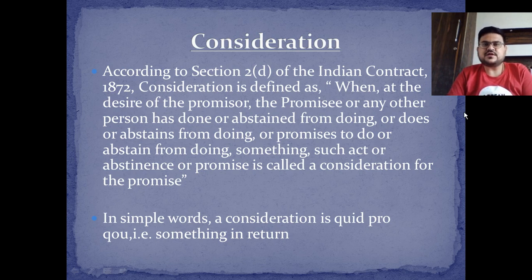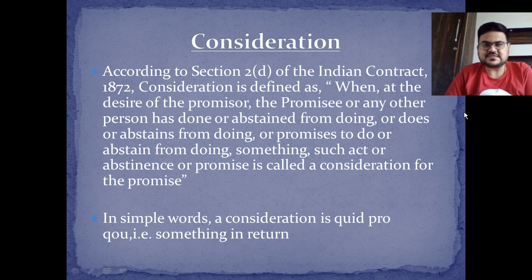According to Section 2(d) of the Indian Contract Act 1872, consideration is defined as: when at the desire of the promisor, the promisee or any other person has done or abstained from doing, or does or abstains from doing, or promises to do or abstain from doing something, such act or abstinence or promise is called a consideration for the promise. So this looks very complicated as a definition. So in simple words, a consideration is quid pro quo, that is something in return.